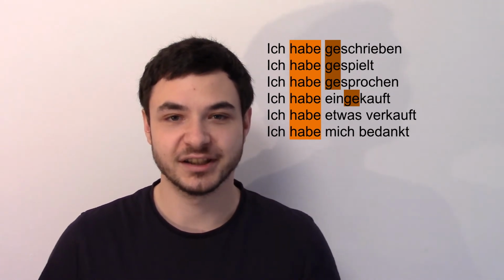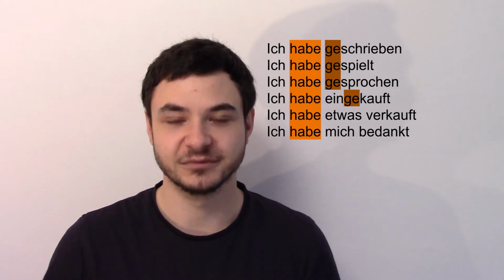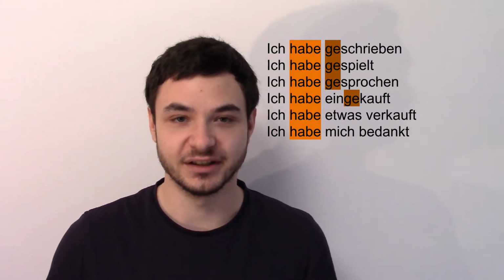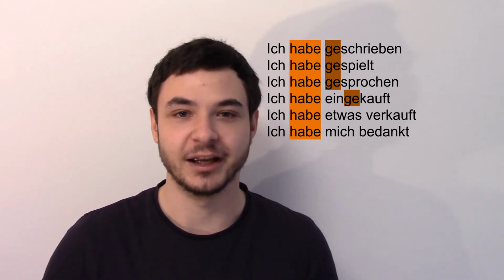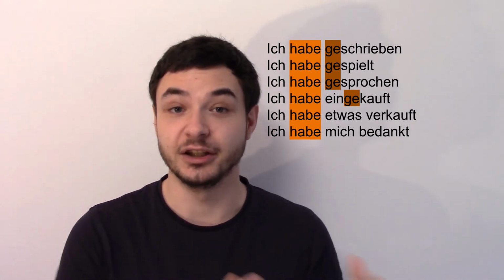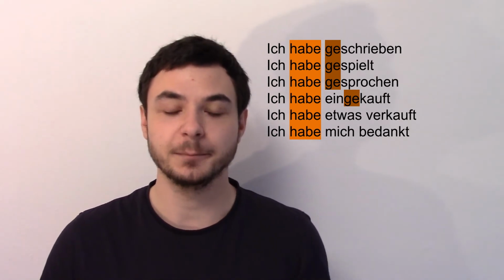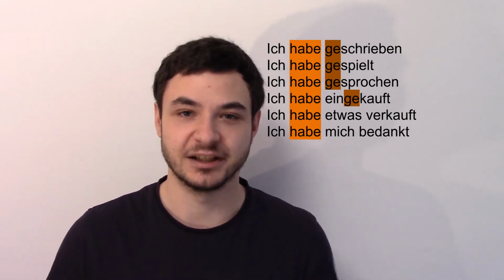We can also see that some verbs get the GE after the pre-syllable. That happens on the separable verbs. For example, einkaufen. What we can also see is that verbs that have a VER do not get a GE. That also happens on BE and ENT as a pre-syllable for the verbs.